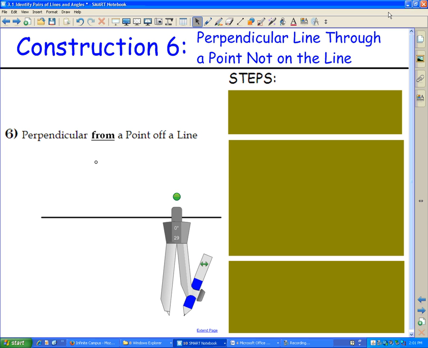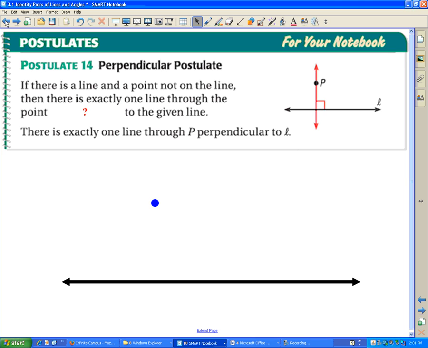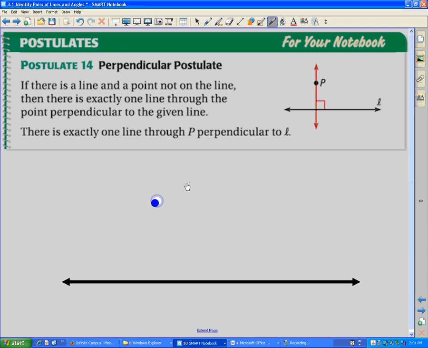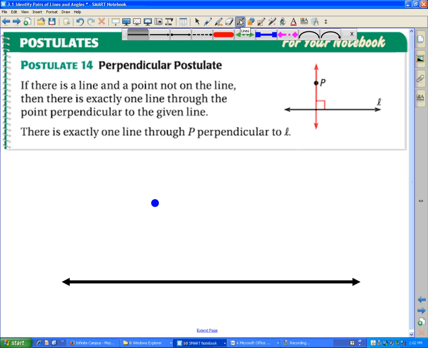And this one is really based around postulate 14, which tells us that if there is a line and a point not on the line, then there is exactly one line through the given point that is perpendicular to the given line. And so we see down here a point that's not on a line. And there are infinitely many lines that go through this point, infinitely many.